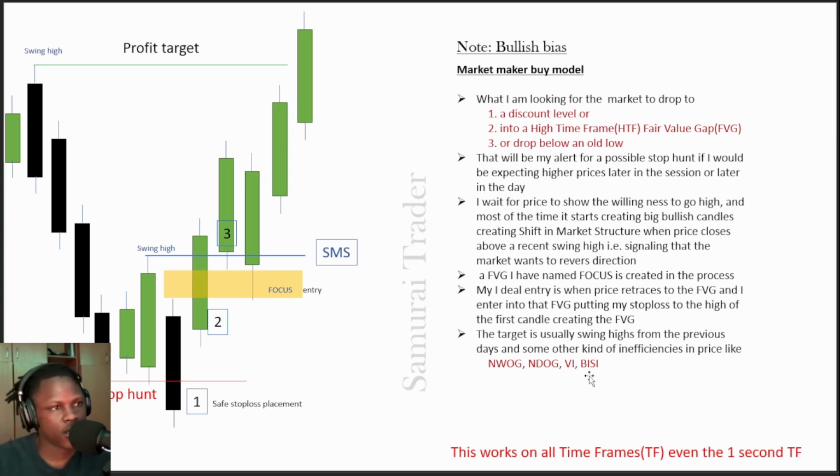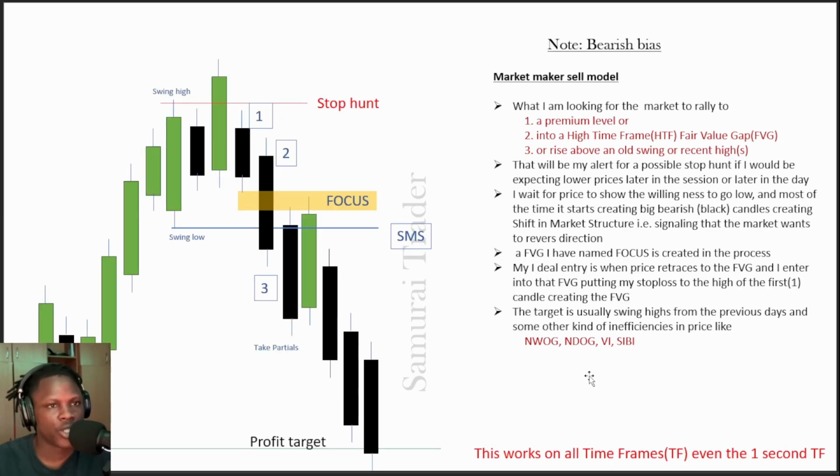So let's go to the bearish, or the market maker sell model. Once again, price moves in the same direction. You just invert the previous diagram, and you have your sell model. Price was moving higher, moving higher. After the New York opening, price started moving higher, or this can be a New York midnight open. Price moved higher. You see this as a stop hunt. First candle was created, second candle, third candle. A shift in market structure as price closed below this swing low, and you enter your sells in this fair value gap.